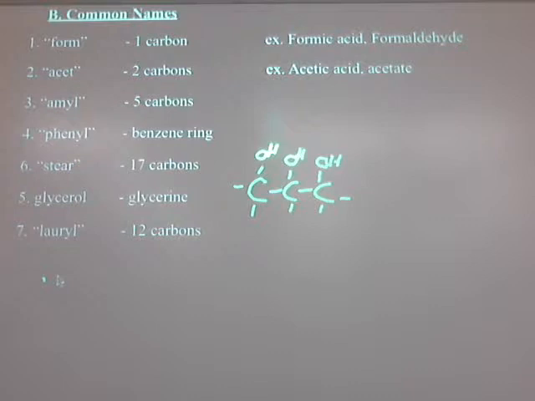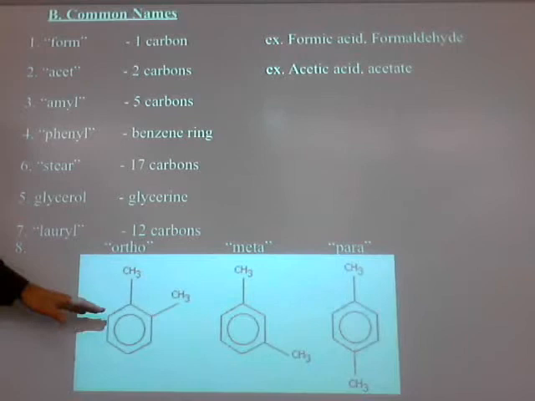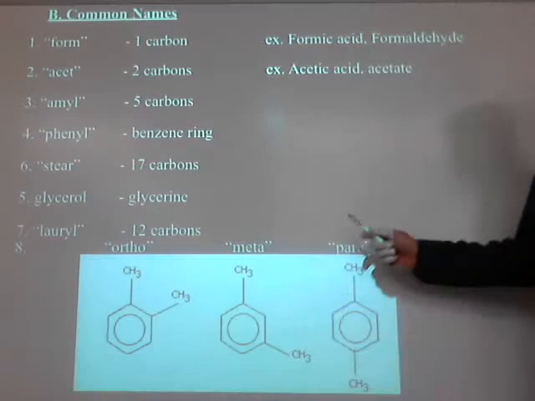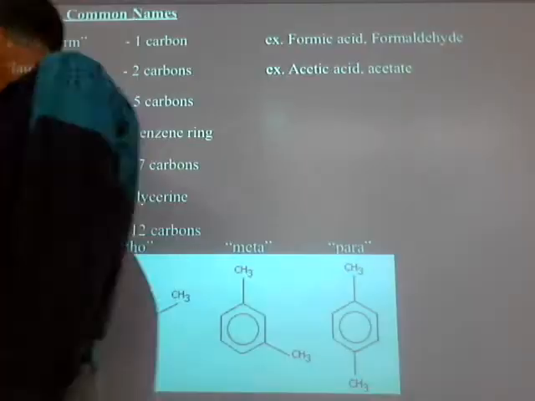Now, there's something else you should know, which is the positions: ortho, meta, and para. Draw them, okay? We're just putting them all in one chart for you, one sheet of stuff you really should know. The ortho positions are next to each other, meta is in the middle, and para is opposite.